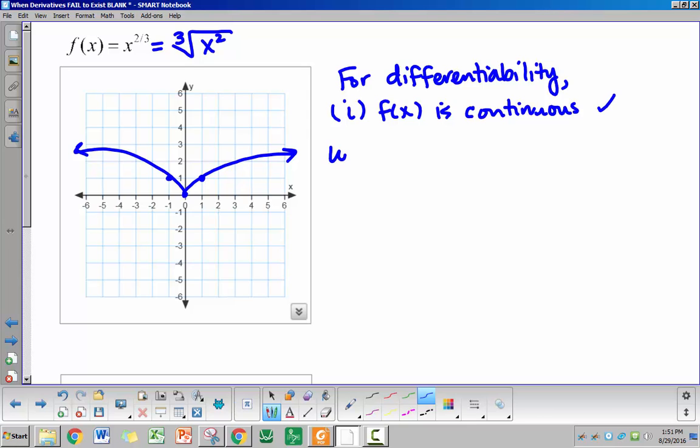What about the slopes? Now this is where it gets a little bit interesting. We have to figure out if the limit as x approaches... Now where do you suppose this one's going to have trouble? At 0, because there's nice smooth slope transitions. So the limit as x approaches 0 from the left of f prime of x has to equal the limit as x approaches 0 from the right of f prime of x.